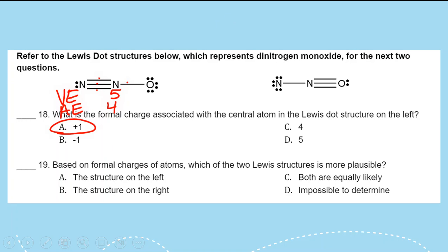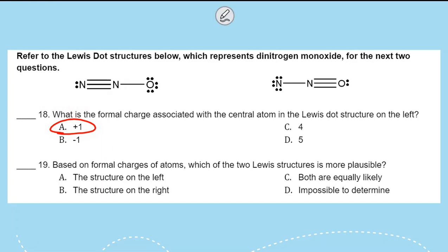Okie dokie. Based on formal charges of atoms, which of the two Lewis structures is more plausible? What are the rules associated with formal charge? We want them to be closest to 0, and if there has to be a negative, we want it assigned to the most electronegative element in the structure. So we did that one, so let's go ahead and calculate them all.